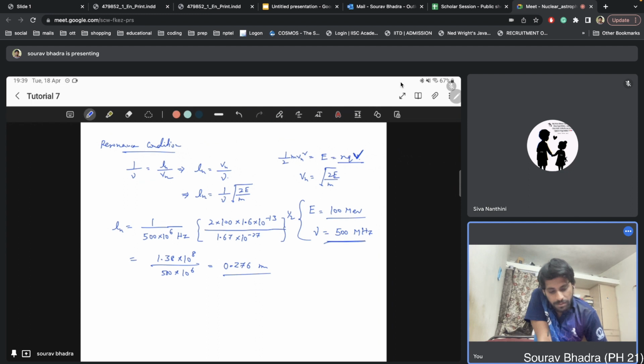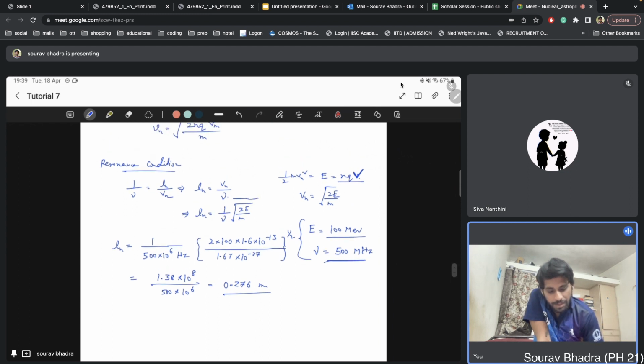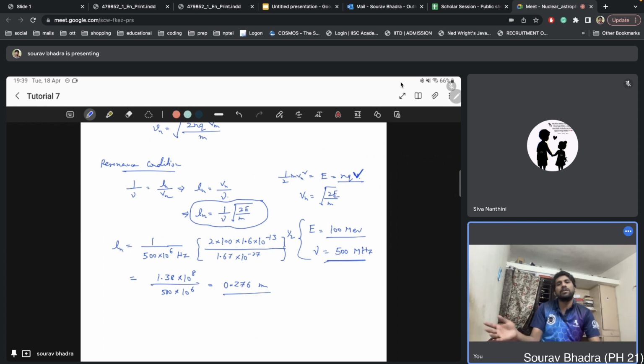So the main thing was this: you have to use this particular expression. If you have to calculate ln, then nu and E will be provided. If you have to calculate E, then nu and l will be provided. Something will be provided, and from there you have to calculate one particular unknown. That is the main thing, but the main understanding lies in this expression.